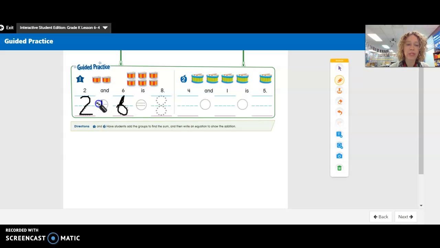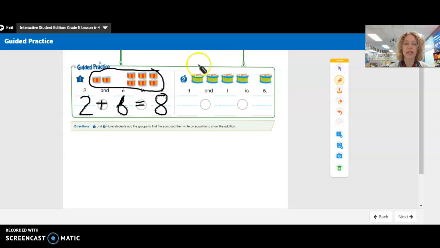So we wanted to add those together, join them. There's the sign for joining, the addition sign. So what do we need to do? We need to circle them. That reminds us that we need to count them all. And we want to know how many drums all together, so we're going to use that equal sign. And then what we need to do is count how many all together. 1, 2, 3, 4, 5, 6, 7, 8. So we're going to make an 8 here. And to read this equation, you would say 2 plus 6 equals 8.